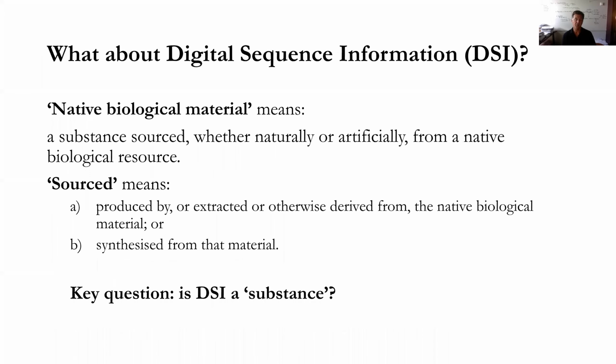The one area which we won't really go into much detail on is the status of digital sequence information. The question has arisen in relation to the CBD and, according to Queensland laws, whether the definition of subject matter here, native biological material, includes sequence information. So someone sequences a Queensland-sourced macadamia, is that covered by the laws? An issue which I think Robert and I will discuss in more detail in the future arises because material is defined as a substance which is sourced, whether naturally or artificially, from a native biological resource. So the artificially would probably include it, particularly given that sourced means, in the second part, information or is synthesized from that material. The key question here is whether it would include a substance, and it's something that we'll come back to at the end of the presentation.